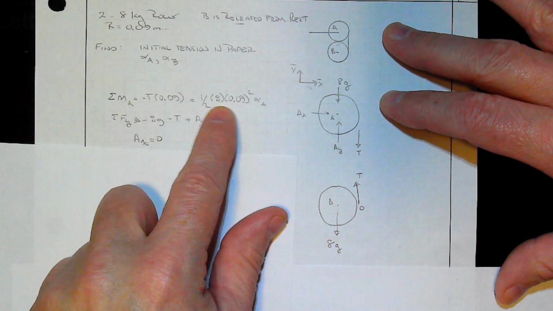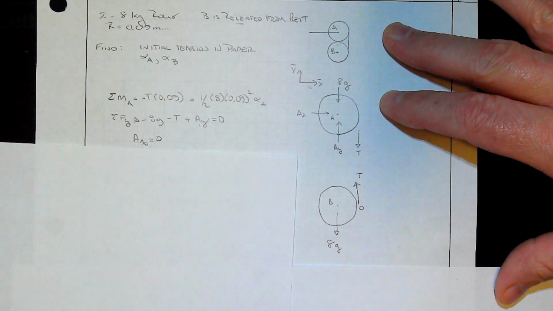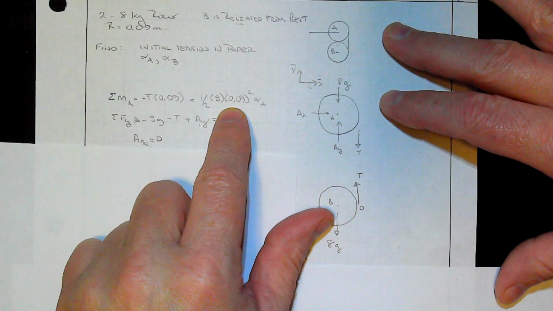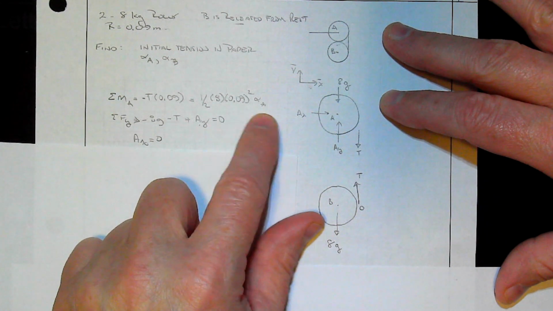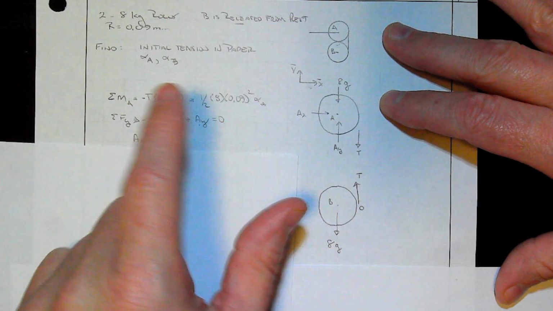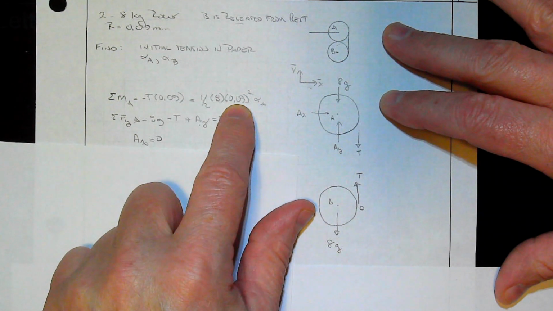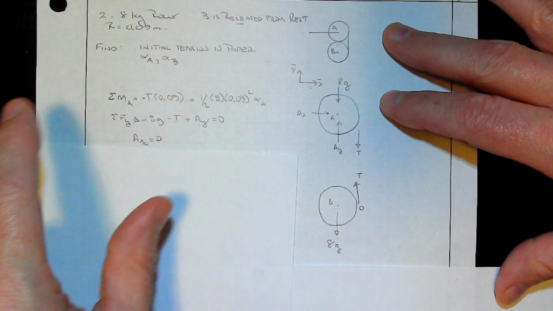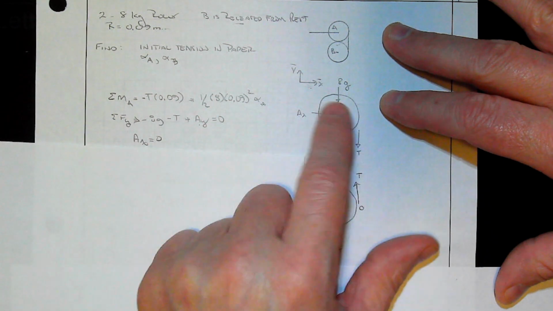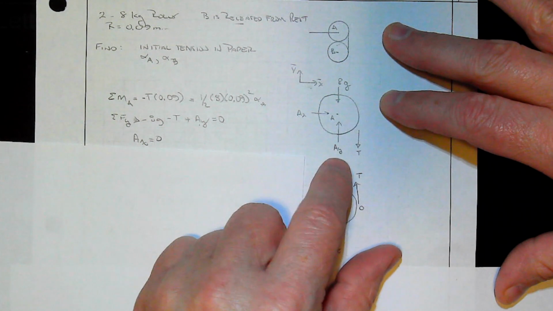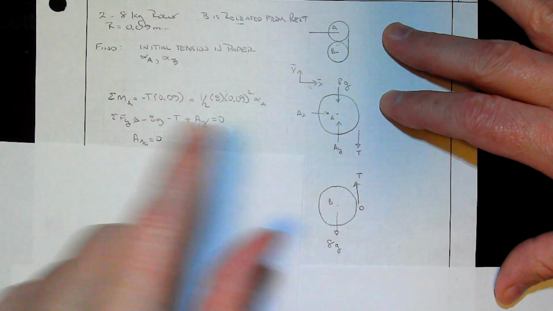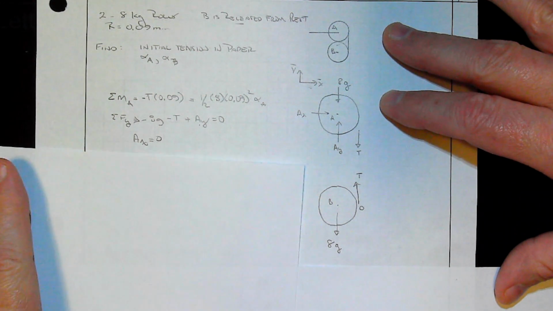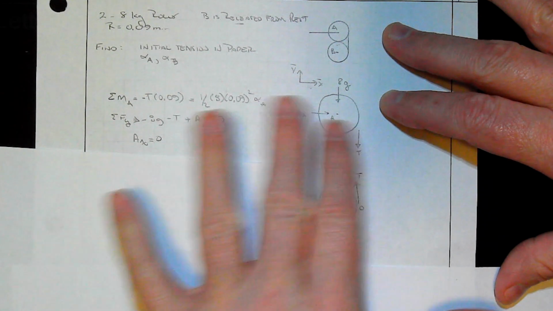Now the moment is obviously in the Z, but both sides are the same, so we really don't need to mention that. And that would be equal to I_G alpha. This is a disk, so 1/2 m r squared alpha A. So we have one equation, two unknowns. Sum of forces in the Y: 8 times gravity is known, AY isn't known, T's not known. So now we're up to 3 unknowns, but 2 equations. We're still one down.